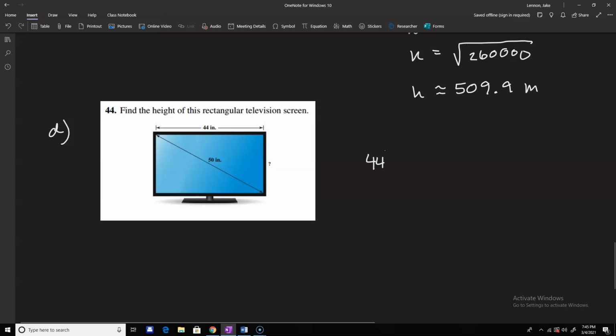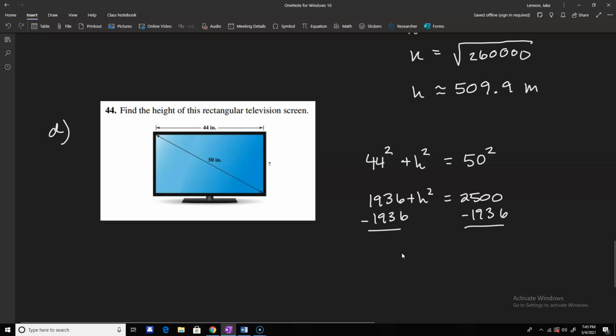So again, it's going to be the same thing. We've got 44 squared that could be added to our height squared. And that would equal our diagonal measurement. Notice that's going to be the hypotenuse of this rectangle because the corners of all rectangles are 90 degree angles. So what do we get? We have 1936 plus h squared is equal to 2500. And we subtract the 1936. So we have our h squared left alone. That's going to equal 564.